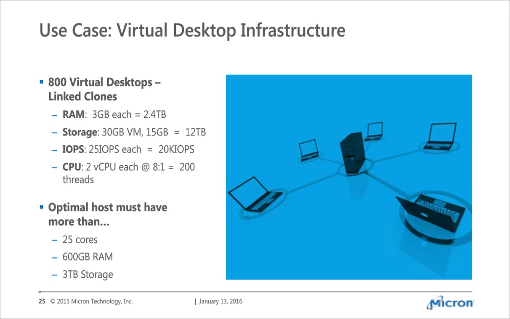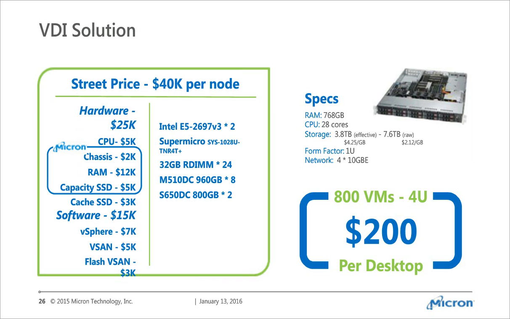So 20K IOPS would be the minimum. 2 CPUs, 8 to 1. We're looking at 200 threads. So an optimal host should have about 25 cores, 600 gigs of RAM, about 3 terabytes of storage. We used some Supermicros, just because they're very simple, nothing unique about them. They're just a generic box.